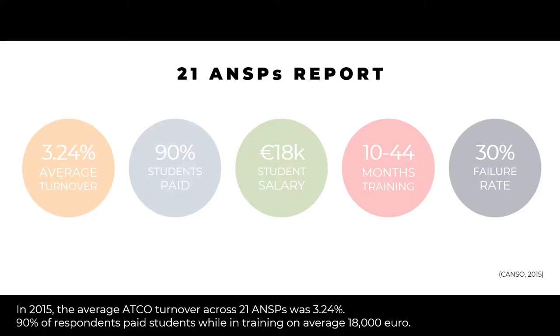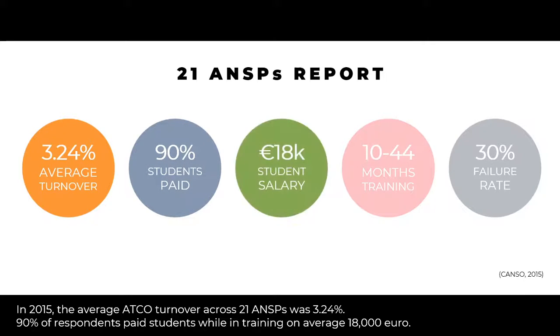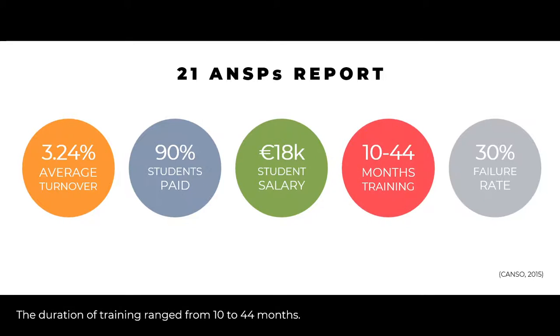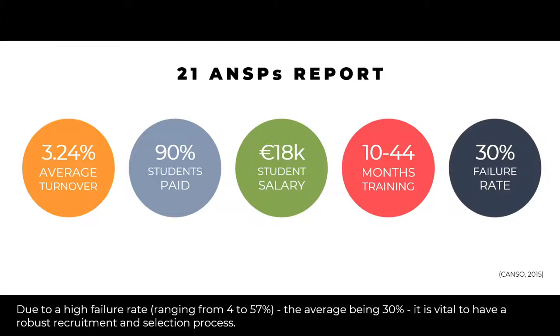In 2015, the average air traffic controller turnover across 21 ANSPs, air navigation service providers, was 3.24%. 90% of respondents paid students while in training, on average €18,000. The duration of training ranged from 10 to 44 months, and due to a high failure rate ranging from 4 to 57%, the average being 30%, it is vital to have a robust recruitment and selection process.